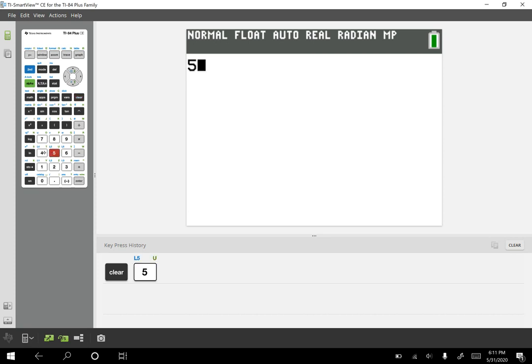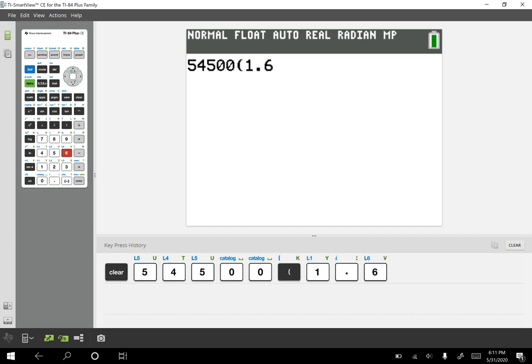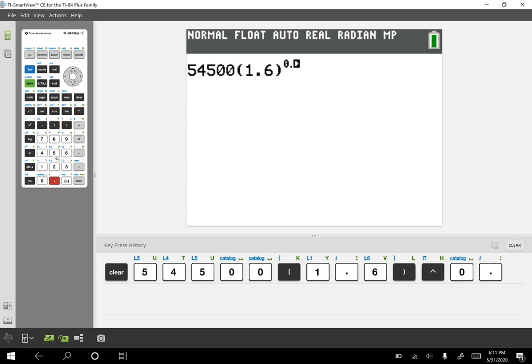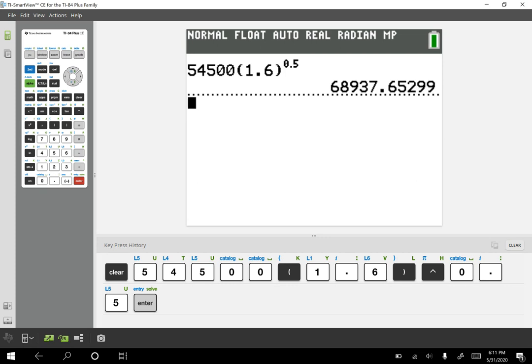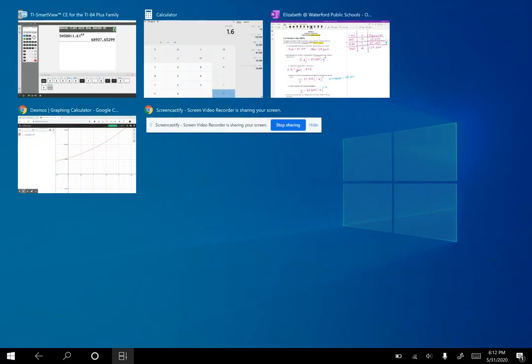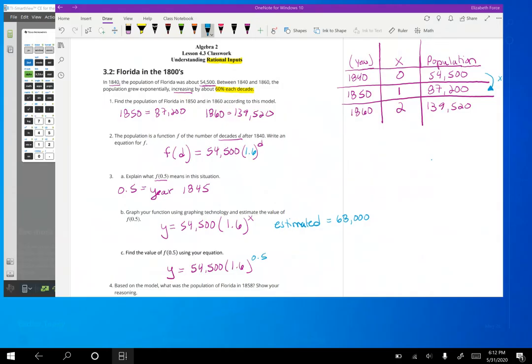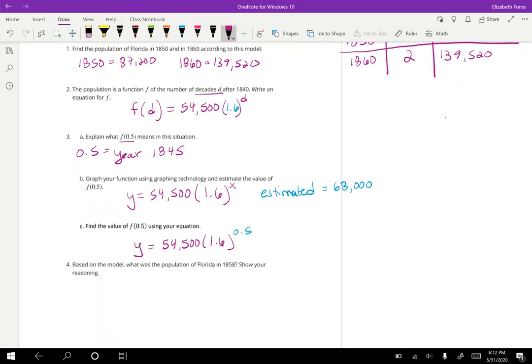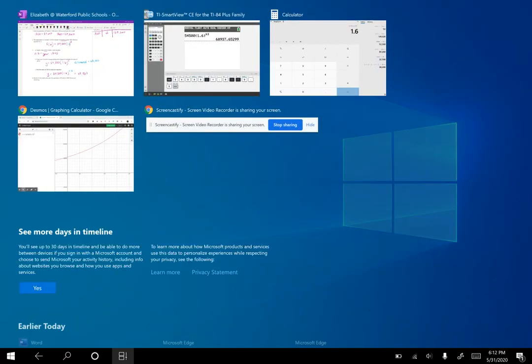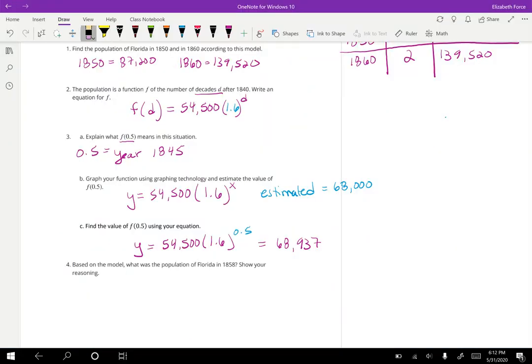So it was 54,500, parentheses 1.6 as my growth factor, raise, so the up button, and then we're going to put 0.5 in. Look at that! 68,937. I almost said 70,000, right? 68,937.6, so we'll say 900... we'll just round that up to the nearest person. 38.